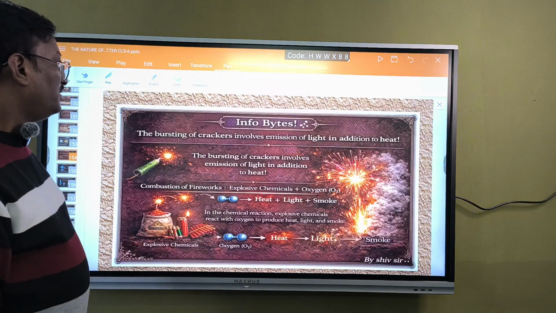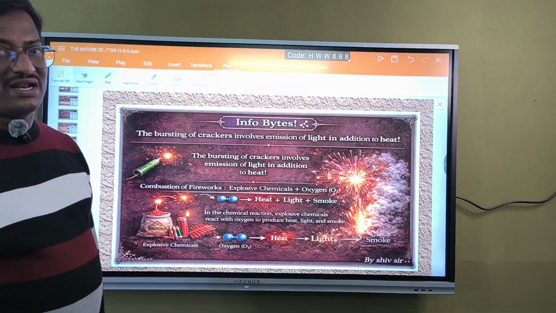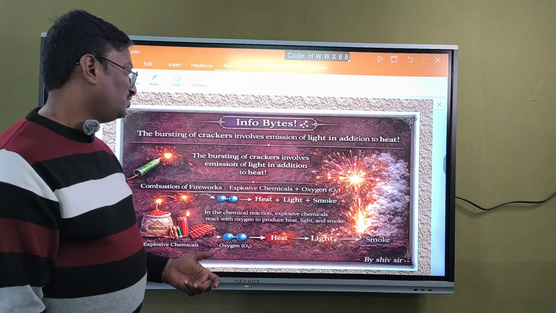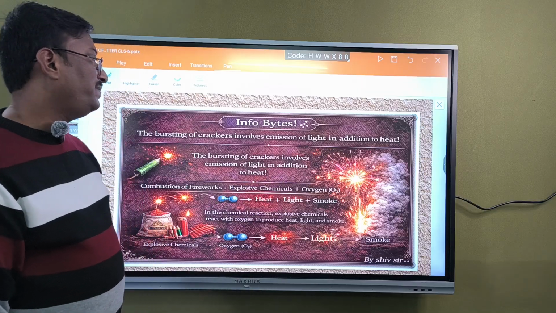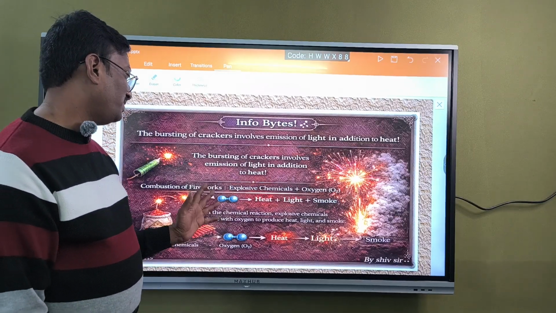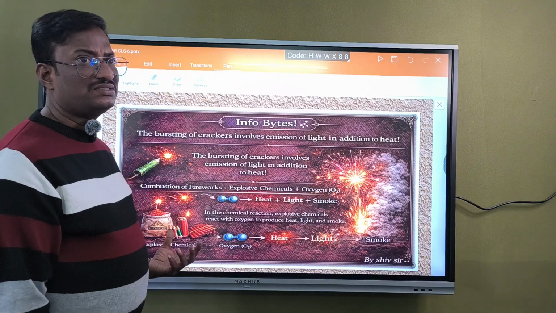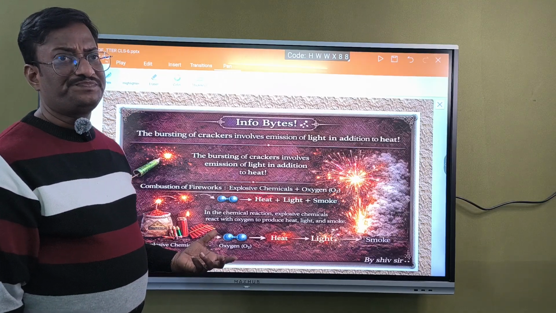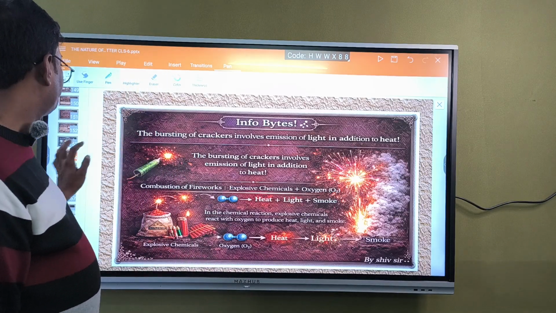And next thing is the bursting of crackers. If you burn crackers, chemicals will be released, that is heat, light and smoke will be released from the cracker. So the chemicals react with the oxygen and form heat, light and smoke.